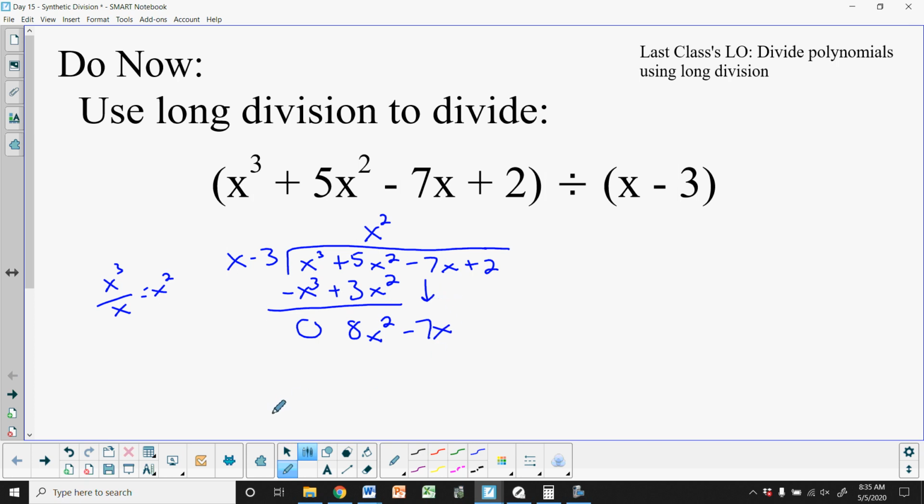And then once we bring down the number, our next step is to, that's right, we need to repeat. So we have to repeat the steps that we did. We divide, multiply, switch the signs, subtract, and then we bring down the number. So let's keep doing that same thing.